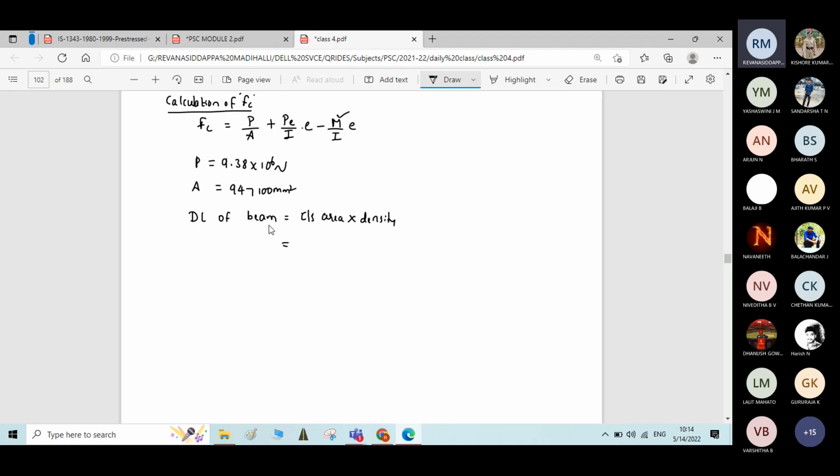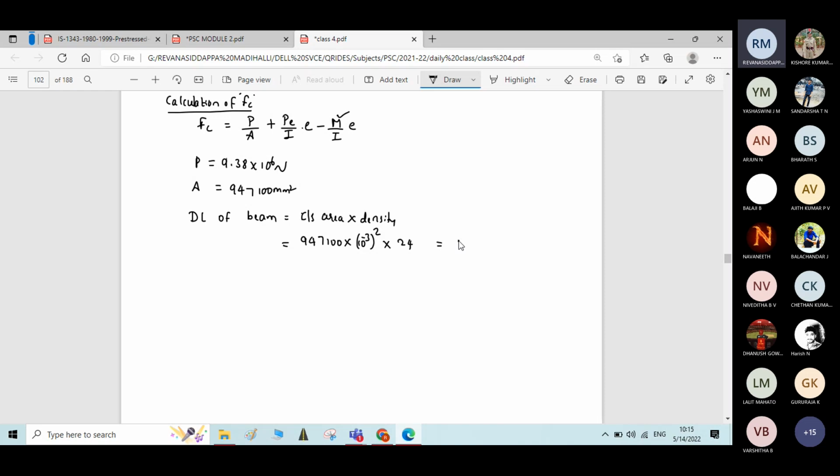Okay, so cross-sectional area is 9,47,100 mm square. Okay, it is in terms of mm square. Convert it into meter square. So 10 power minus 3 whole square. Now it is converted into meter square. Into density is 24 kilonewton per meter cube. Correct? So by this you will get the dead load intensity of the beam. How much will you get? Please calculate the answer.